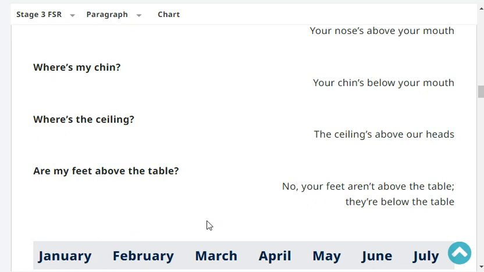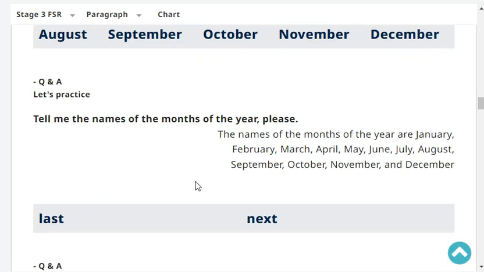No, your feet aren't above the table. They're below the table. Very good. Tell me the names of the months of the year, please.